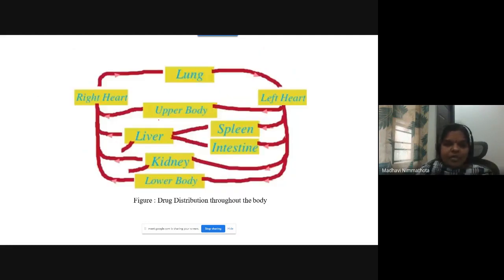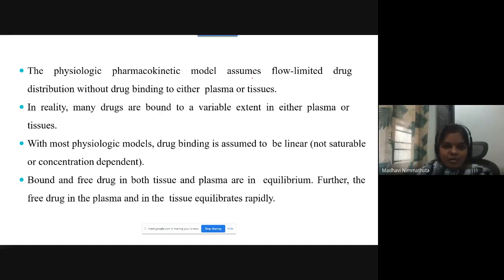See here, from this upper body, this is the right heart and this is the left heart, and this is the lung. From the liver, your drug is deposited in the spleen or intestine. This is the left heart, this is the kidney, and this is the lower body. So wherever you need to calculate this Q for the liver, you need to take QS plus QI. QI is nothing but QGIT.